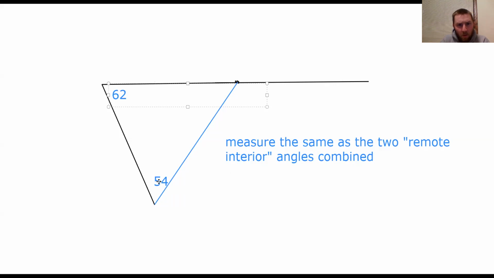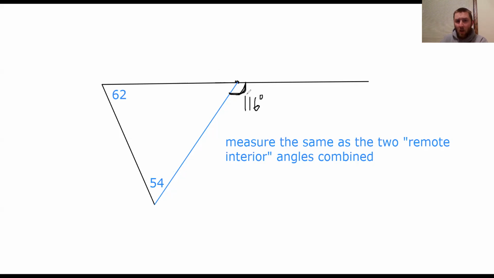Now, because we know these two angles, we actually know the measure of this exterior angle here just by taking these two and adding them together. So to find the measure of an exterior angle, we simply have to add together the two interior angles that are not at the same vertex. So this exterior angle here would be 116 degrees. 116 degrees would be this one, all right?